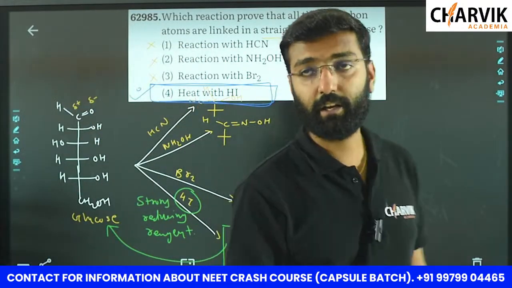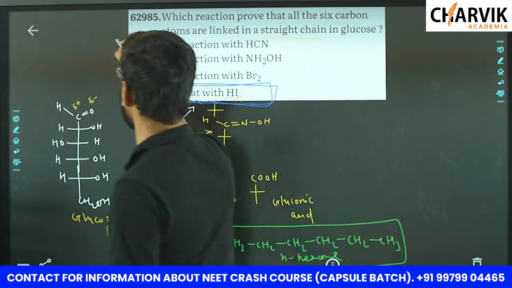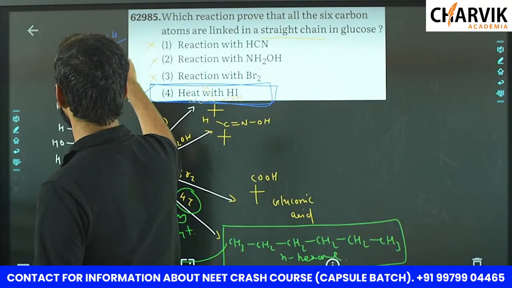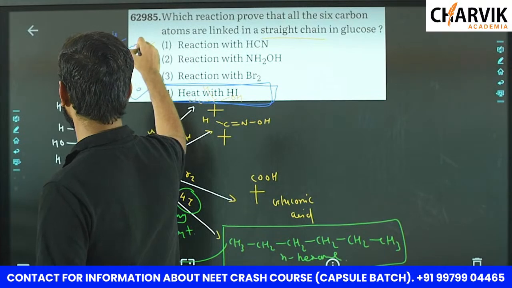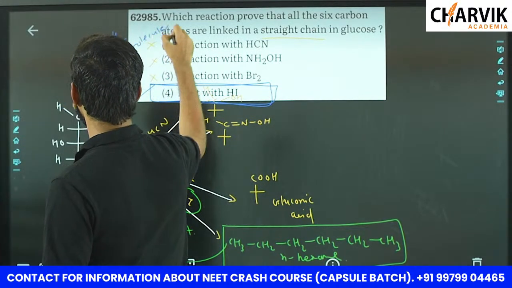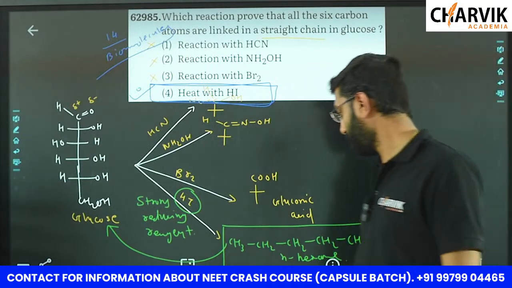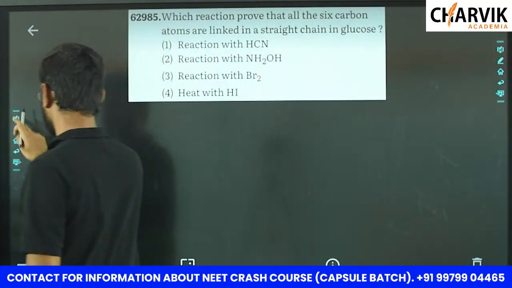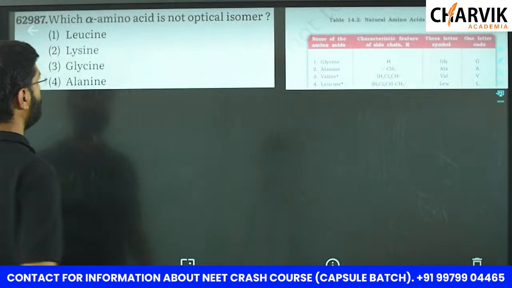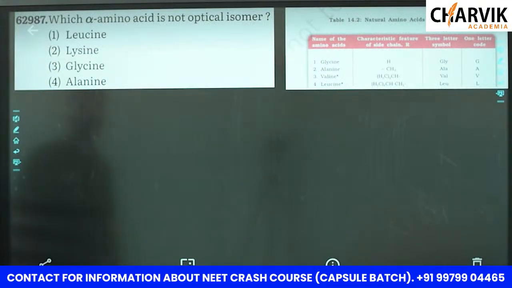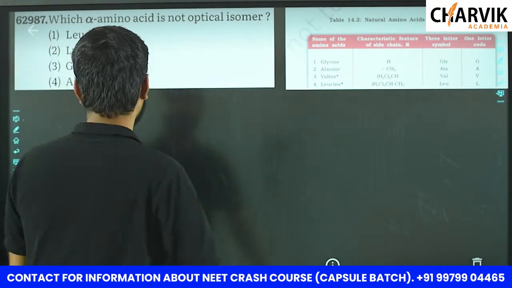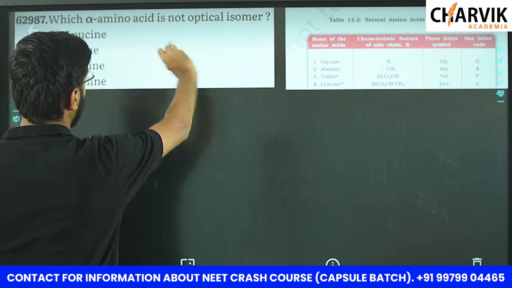Done? Okay, so this question is from chapter number 14, biomolecules. Right? Okay. Move to next question. Which alpha amino acid is not an optical isomer? Okay, which alpha amino acid is not an optical isomer?